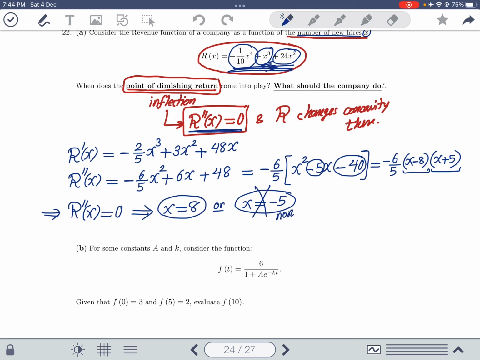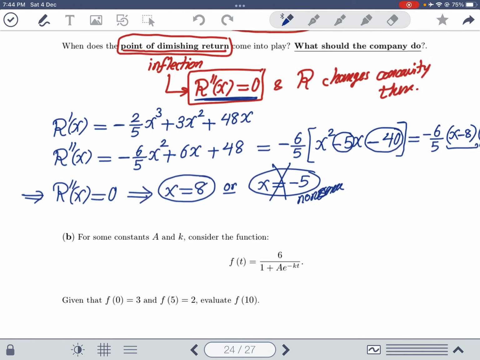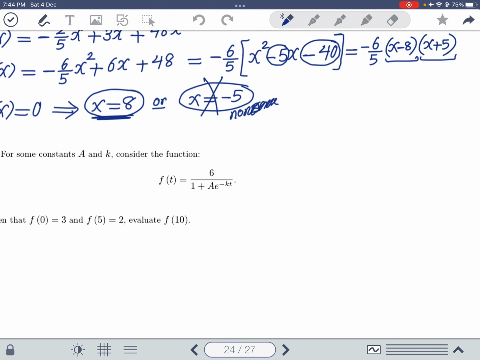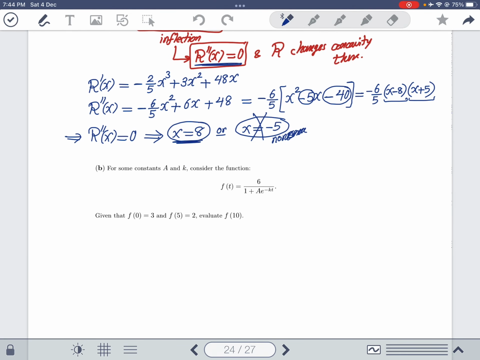So it doesn't make any sense. This is nonsense, you can say, because we don't have a meaning to it within the context of this question. x is assumed to be not just positive, but a whole number, like 1, 2, 3, 4, like that. So we got that x equal 8 could be an inflection point. Let's check if there is an inflection point or not at 8.